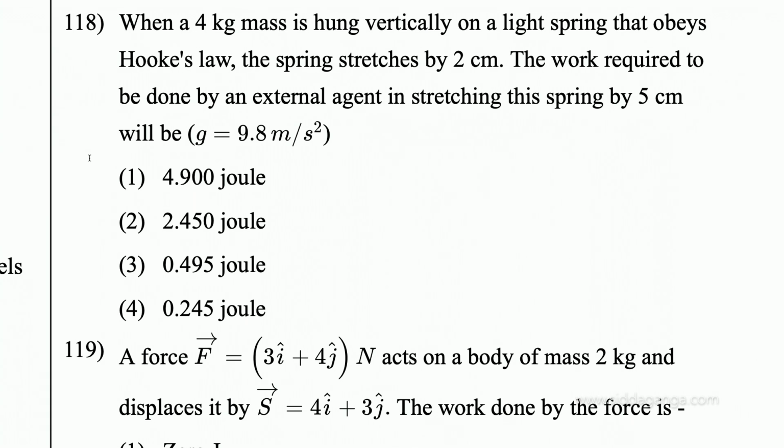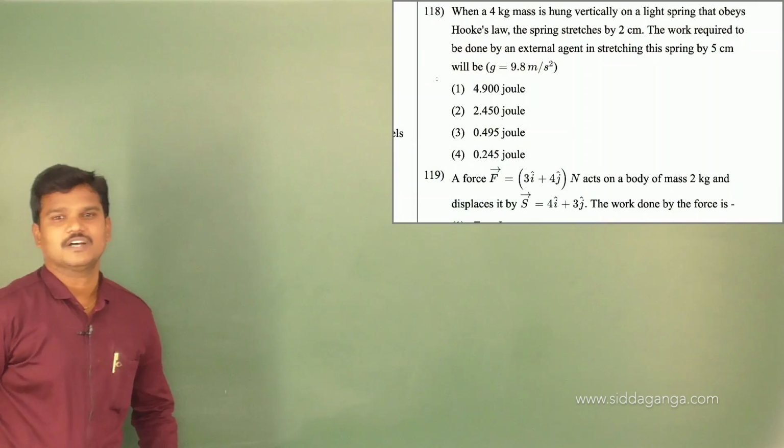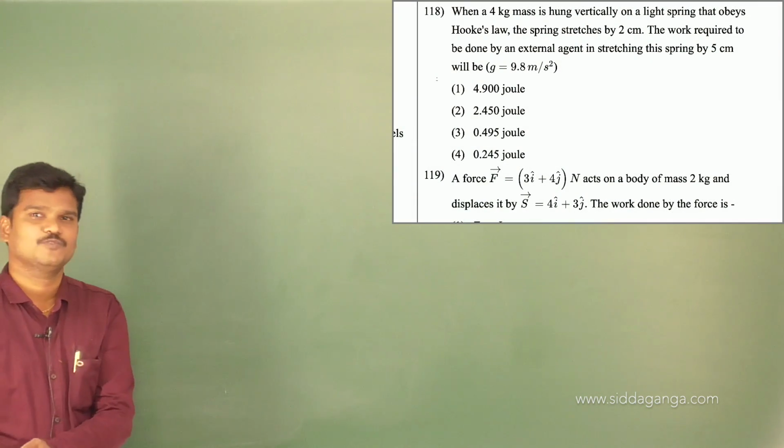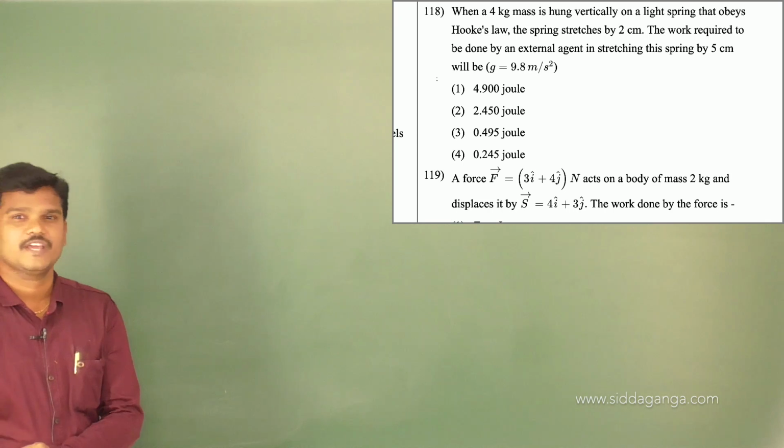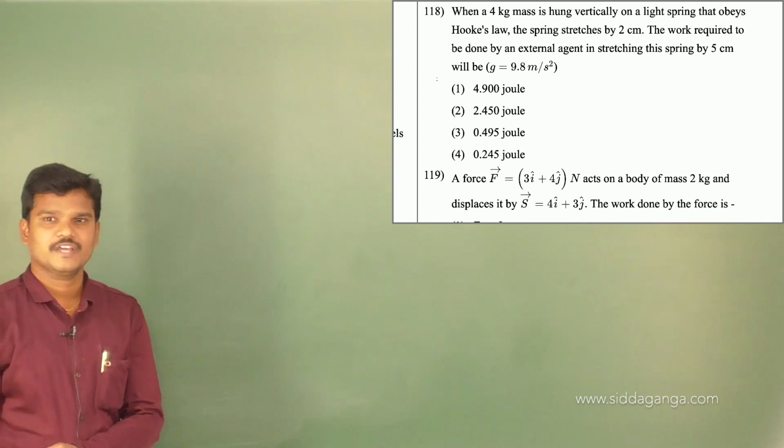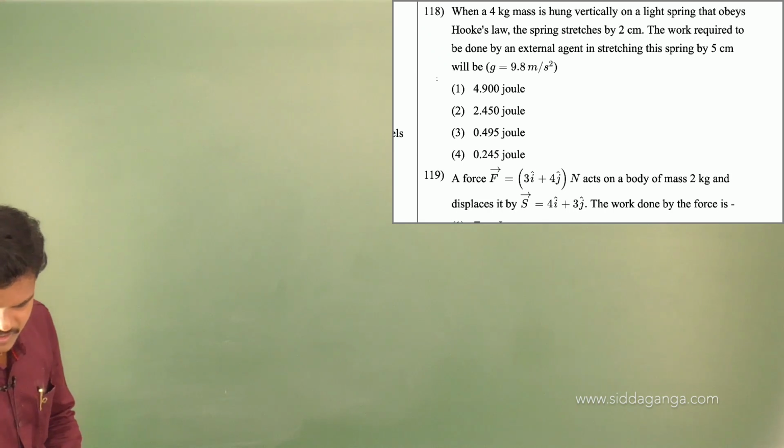When a 4 kg mass is hung vertically on a light spring that obeys Hooke's law, I hope you remember Hooke's law from the elasticity chapter, the spring stretches by 2 centimeter. The work required to be done by an external agent in stretching this spring by 5 centimeter. See the given, when a 4 kg mass, anyhow you know from force constant F is equal to kx, but F is not given here. So let us find.